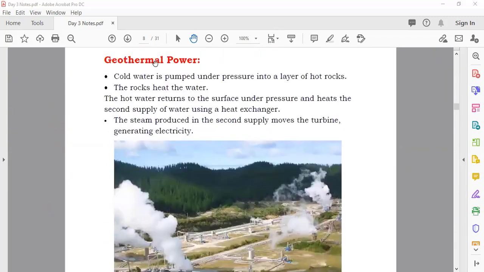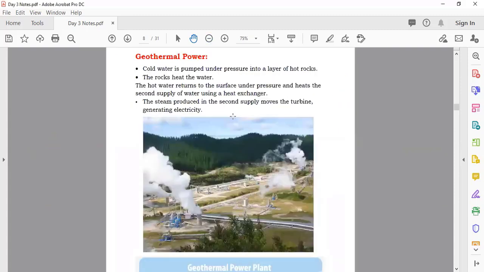Okay, geothermal. It's also very interesting. Now, they're saying geothermal. From the name, what comes to your mind? What does it mean? Geo means what? From the earth. Geo means earth. Good. And thermal means heat. It means heat comes from the earth.